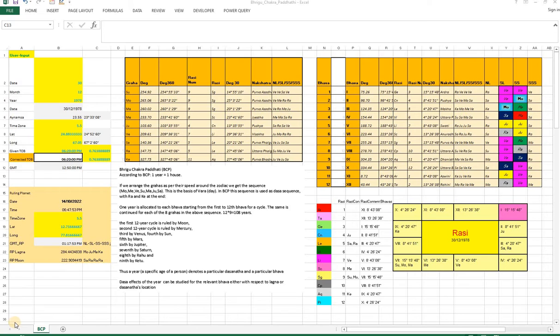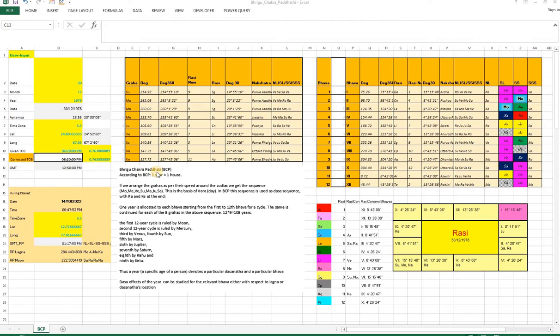One of my viewers was asking about me doing a session on Bhrigu Chakra Paddhati. I had read some books before, but only after his initiation I got into pulling out a paper and learning about this as a review.